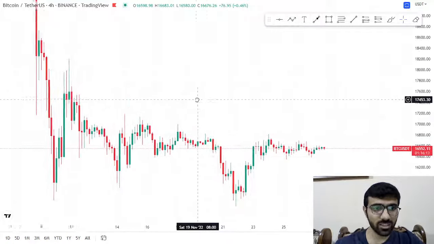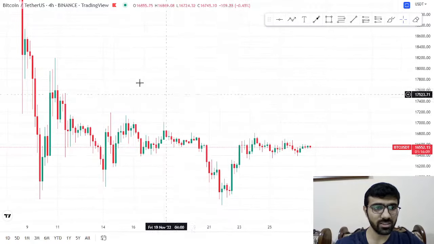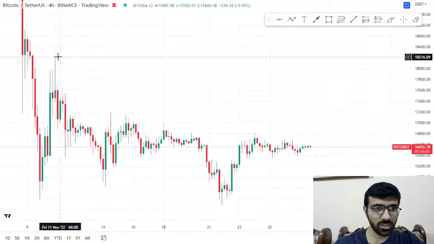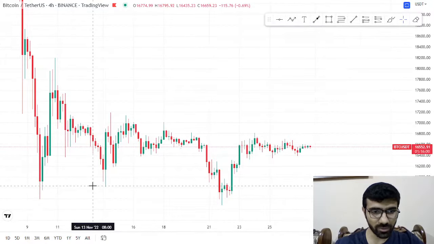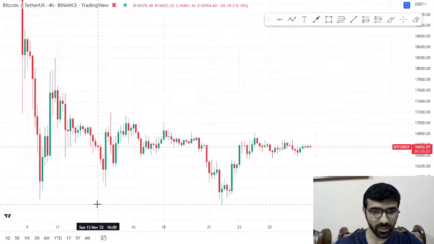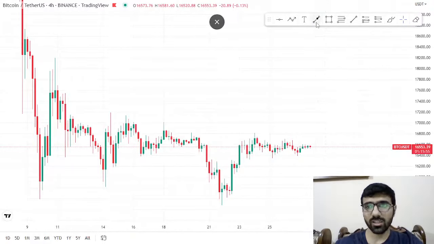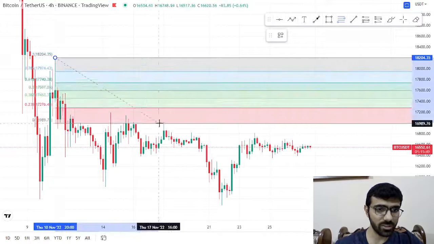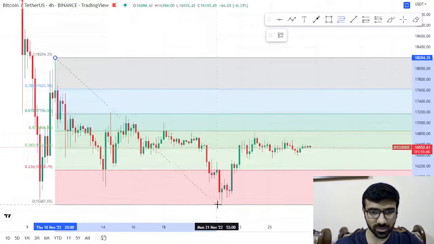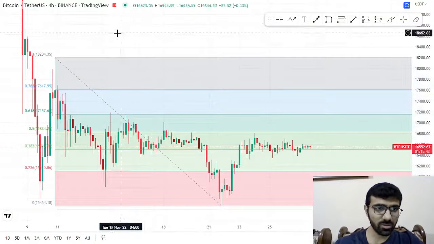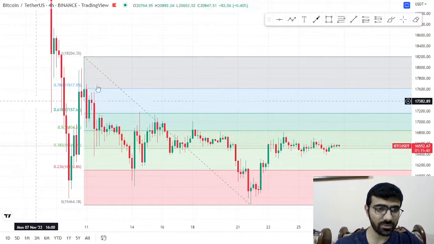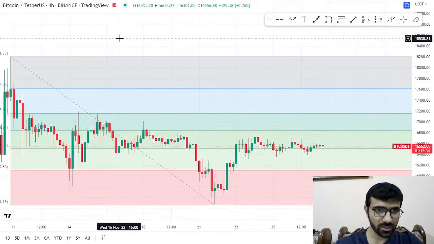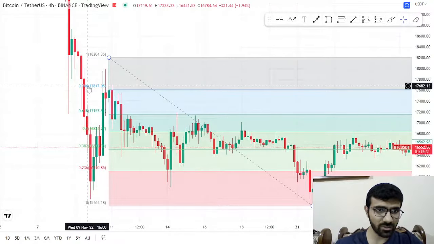So first of all, the highest point that we have available is this area, and now we have to identify the lowest point. From this point to the lowest point will be this area. No, this will be the lowest area. Okay, so let me add Fibonacci retracement over here. So this is the highest point and this is the lowest point. Okay, so now let me zoom in a little. Okay, so we have these levels over here.